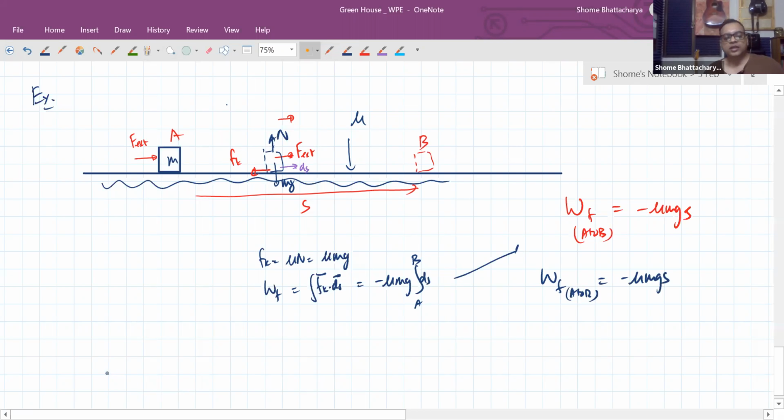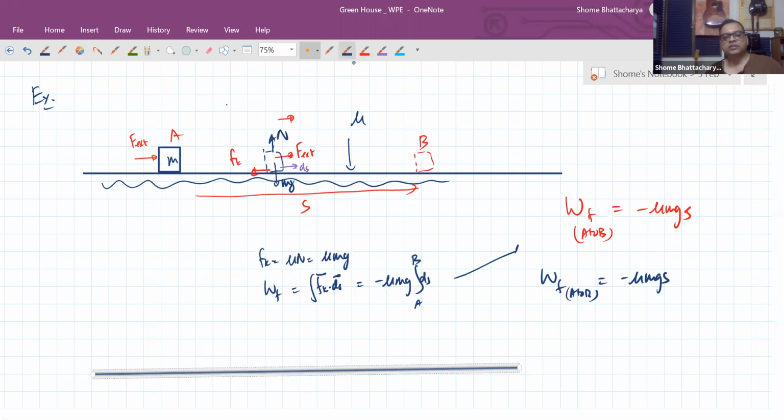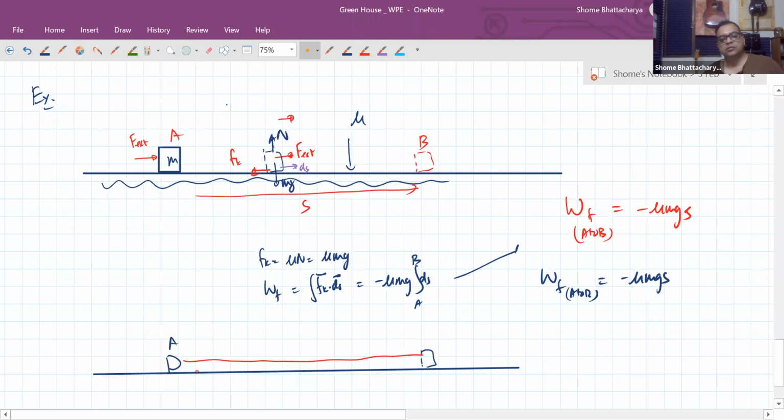Now if I bring the block back from B to A, then I'm completing a round trip. So I'm giving it a displacement like this now, by applying external force like this. But this time as I'm going from B to A, friction will again be in the opposite direction. So work done by friction from B to A will become minus mu mgS again.